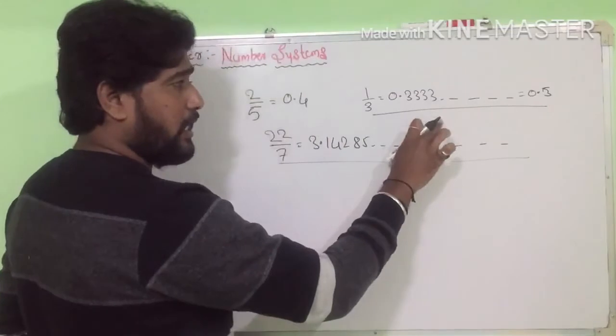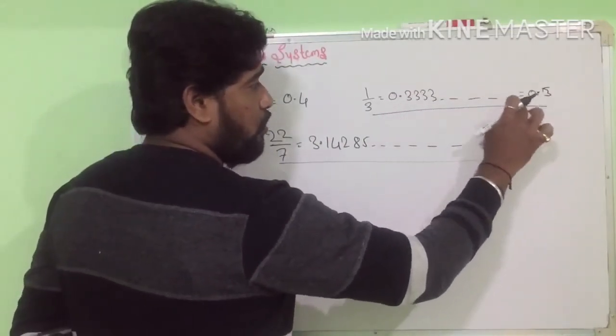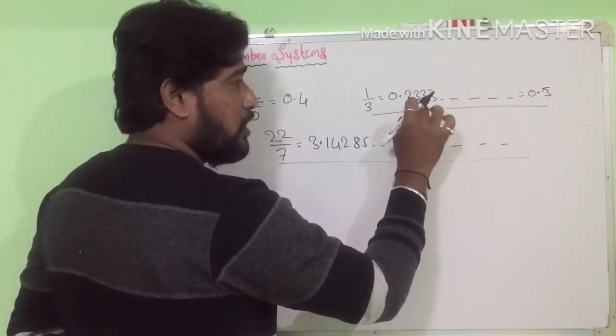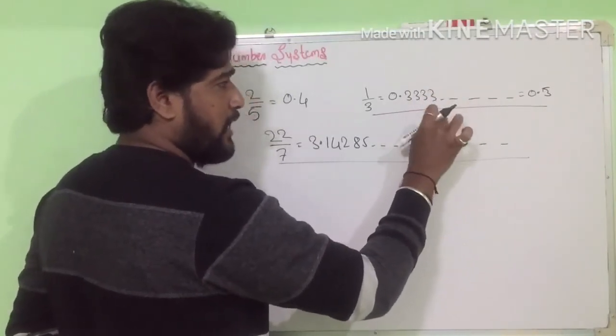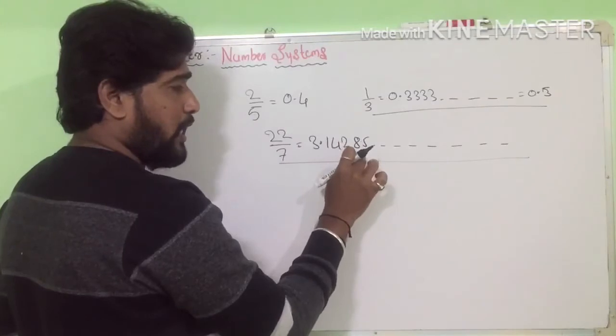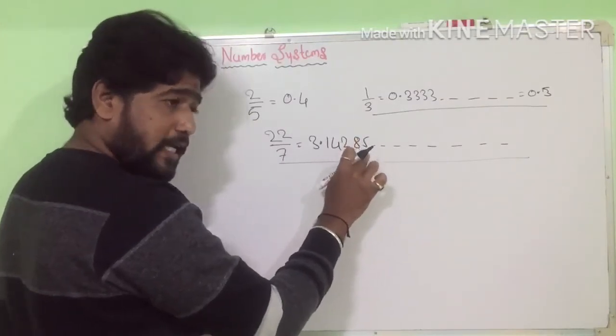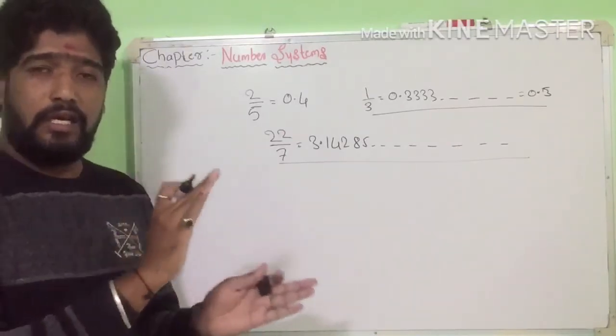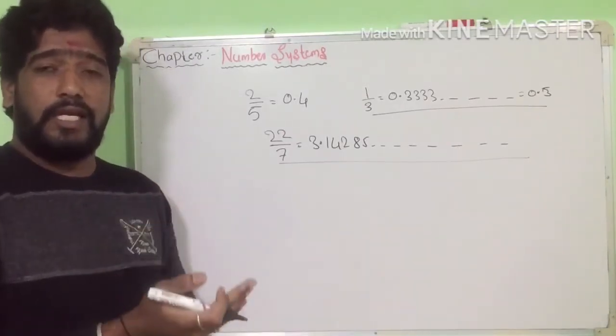So it is non-terminating and recurring when the terms are uncountable, so non-terminating, but the numbers are repeating, so it is non-terminating recurring. It is non-terminating and non-recurring, and it is terminating. Is it clear? Non-terminating non-recurring, terminating and recurring.